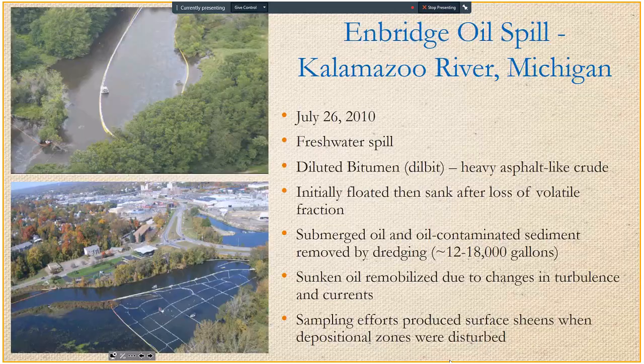And lastly, this is the hot one of the day, the Enbridge oil spill that happened in Michigan. So like we've heard before, it did float for a while and then it sank. From what I had found in the research, it actually was not known that it sank for about a week or two. That oil then, when they did figure it out, they had to go in and do some dredging. Again, another human impact to the habitat. And they found that the sunken oil actually did remobilize at different times as well.